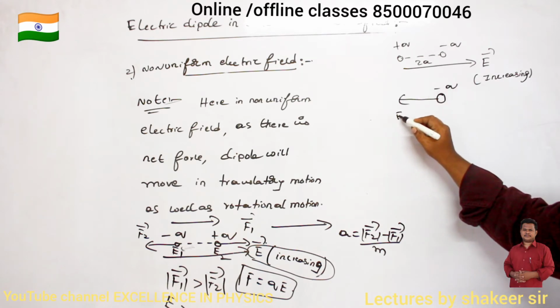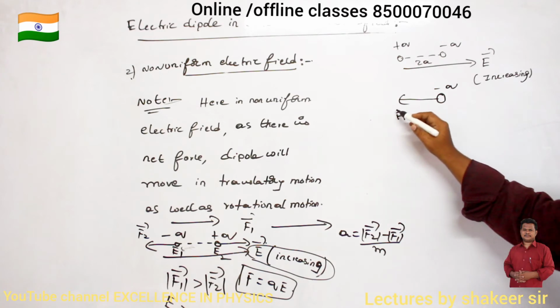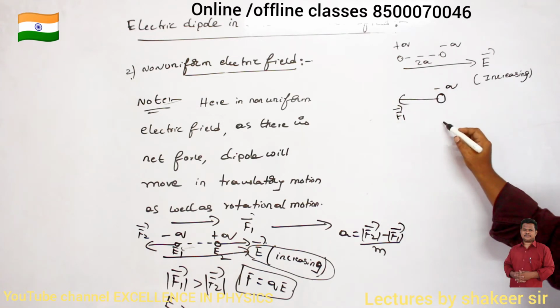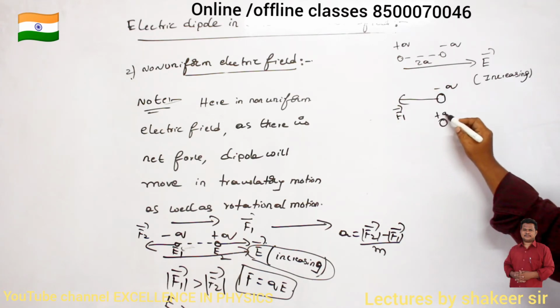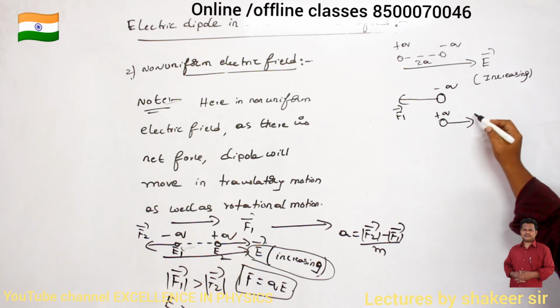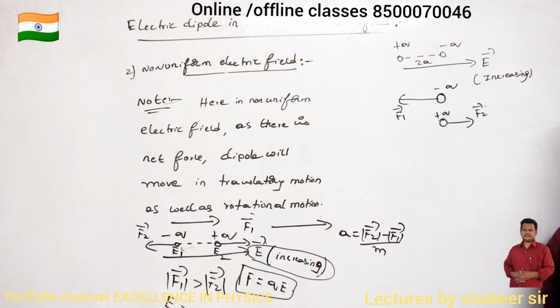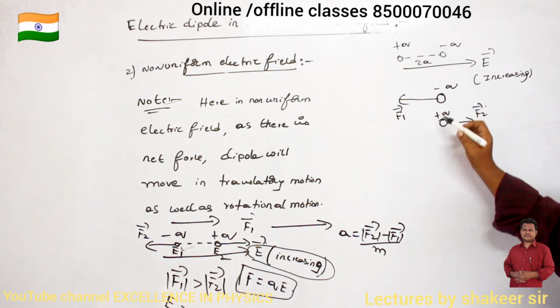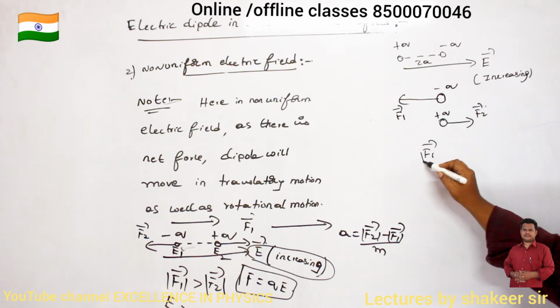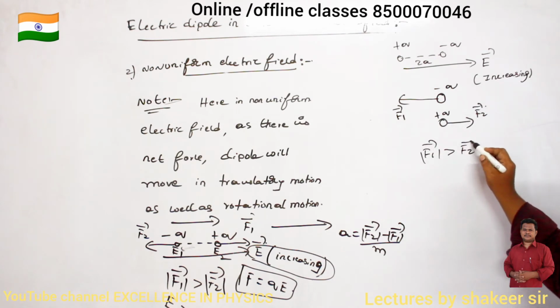So let this force be F1 dash. Positive charge will experience force in which direction? Positive charge will experience force in this direction. Let it be F2 dash. Now out of these two, which one is the greater force? This is the greater force. The magnitude of F1 dash is greater than the magnitude of F2 dash.